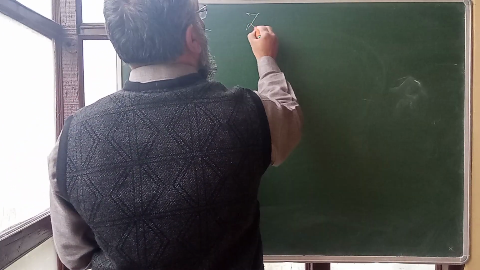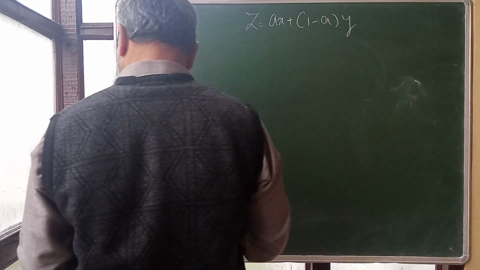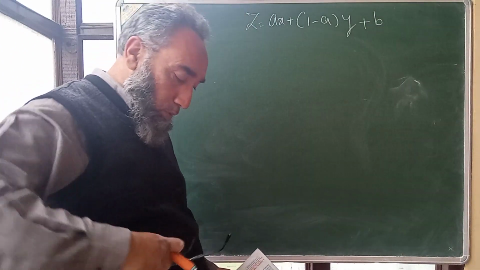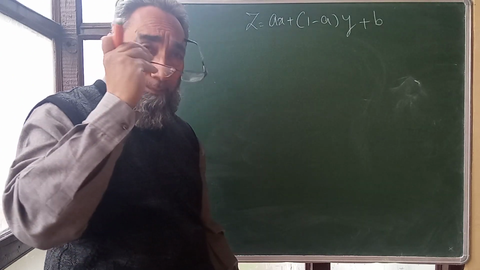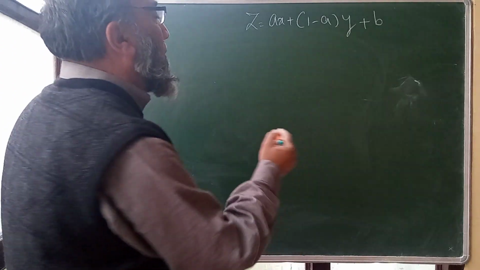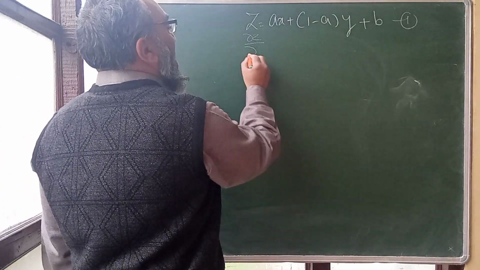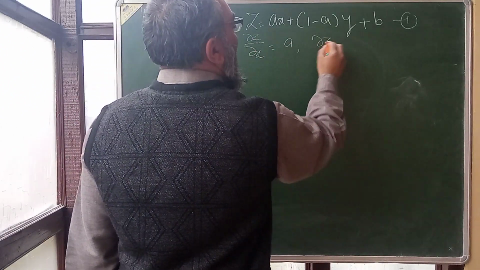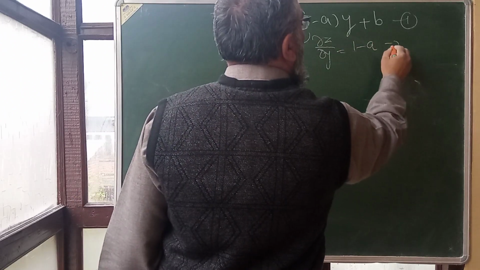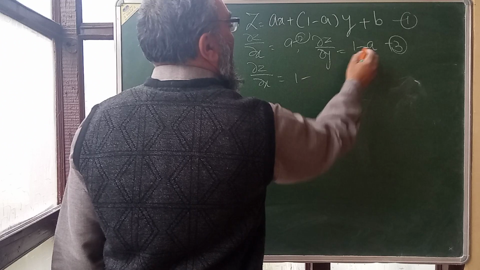Z equal ax plus 1 minus a y plus b. See, this is another type of equation. You have two arbitrary constants a and b. Let us eliminate them. This is 1. What is del z by del x? It is a. What is del z by del y? It is 1 minus a. So let me use 2 and 3. From 2 and 3, I will get del z by del x equal 1 minus a del z by del y.